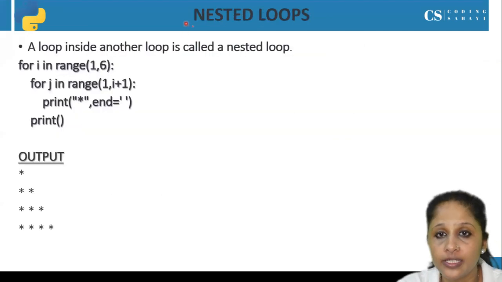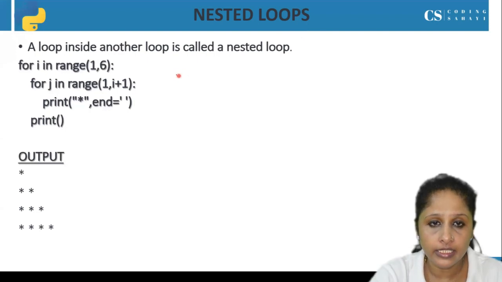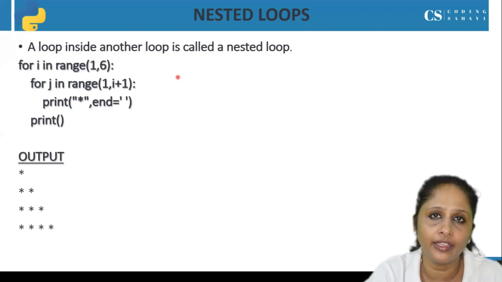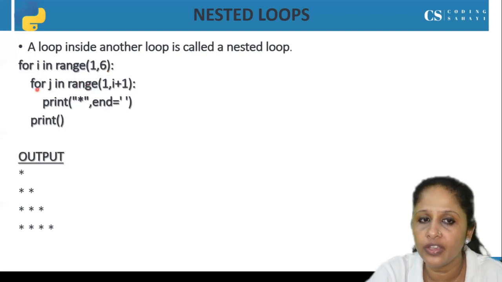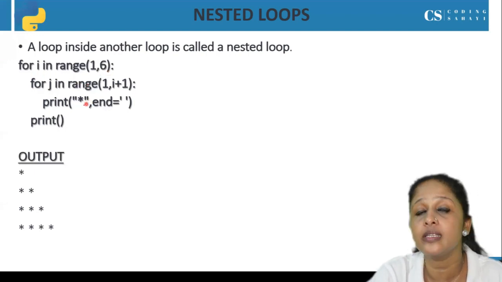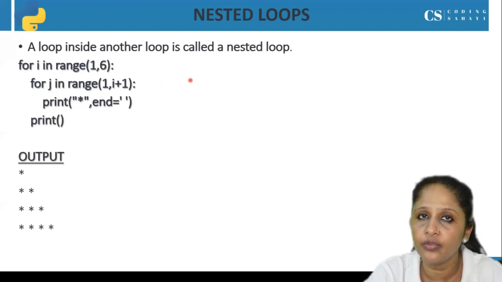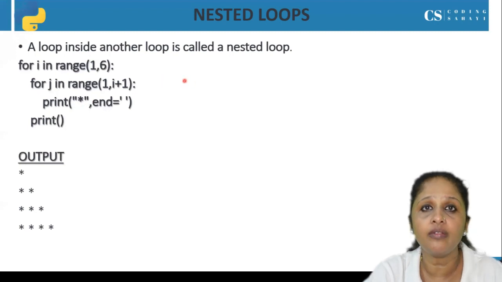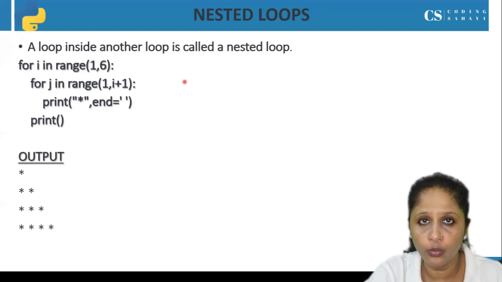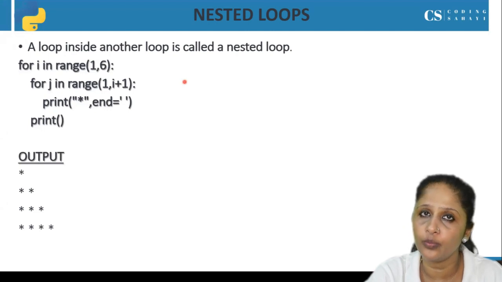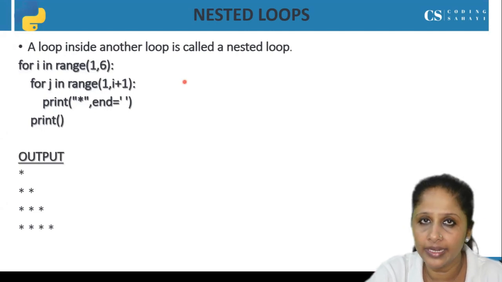So our next concept is nested loop. A loop inside another loop is known as a nested loop. That is, inside one for loop, if you are writing another for loop, then it is a nested for loop. In the same way we can write it for while loops also. Inside one while loop, if you are writing another while loop, that is a nested while loop. Inside a for loop we can write a while loop also. In the same way, inside one while loop we can write another for loop. That is also possible.